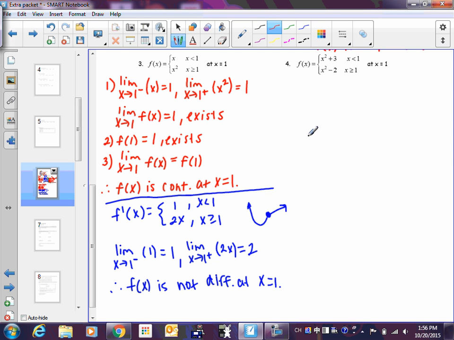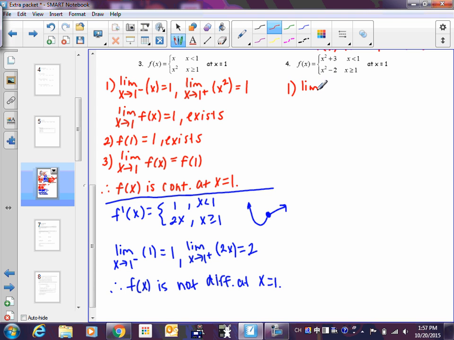Okay, number 4 is the perfect example of why you have to do continuity first. If we try to do the derivative part of number 4 first, what would the derivative be of the two pieces? The same, and you'd think it was differentiable. Okay, but we're going to find out here in just a minute that this thing is not continuous.